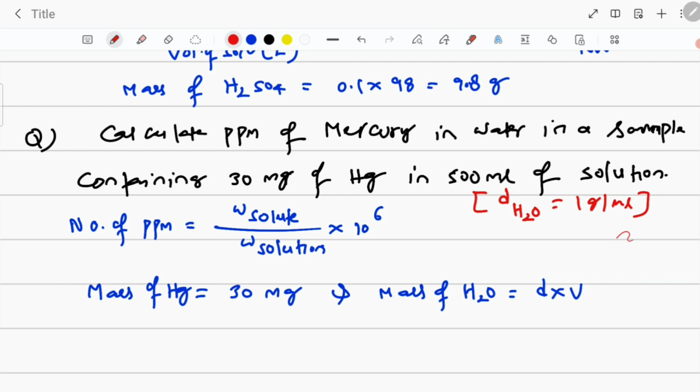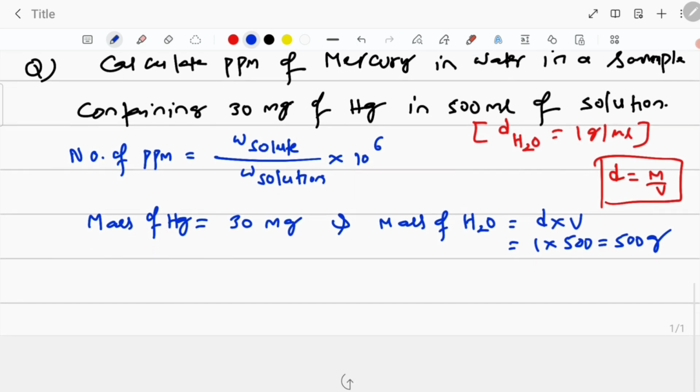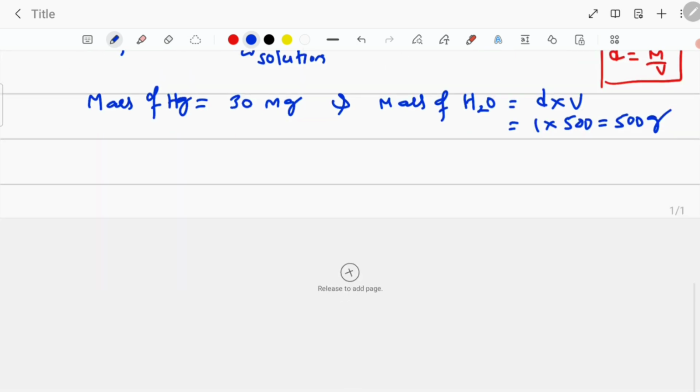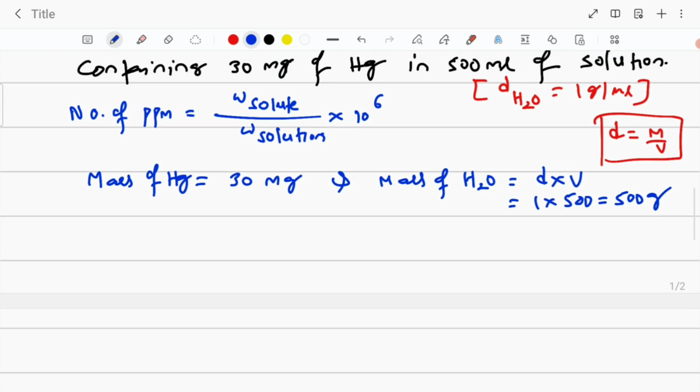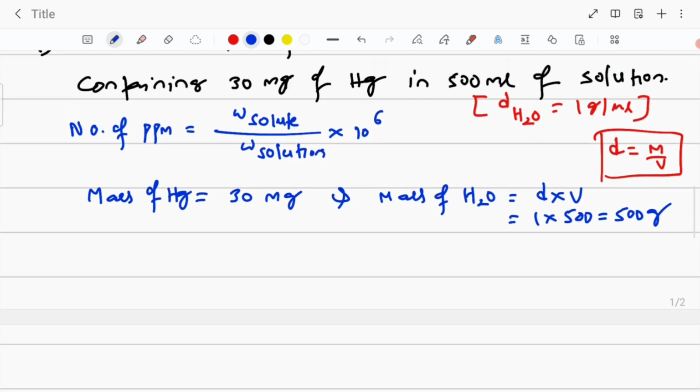As density is equal to mass by volume, mass of H2O is equal to density into volume. Density is 1, volume is 500. Overall you will get 500 grams. Once you know this 500 grams, then what can we do here? Substitute in the formula.